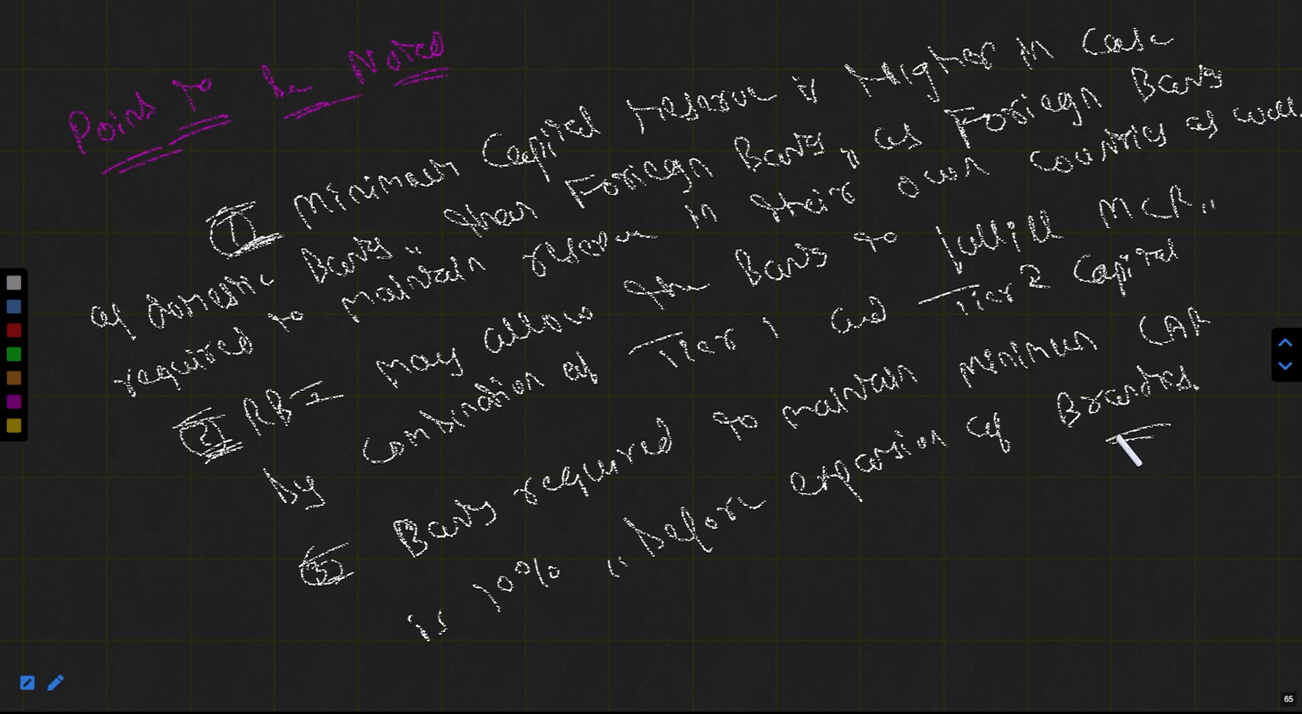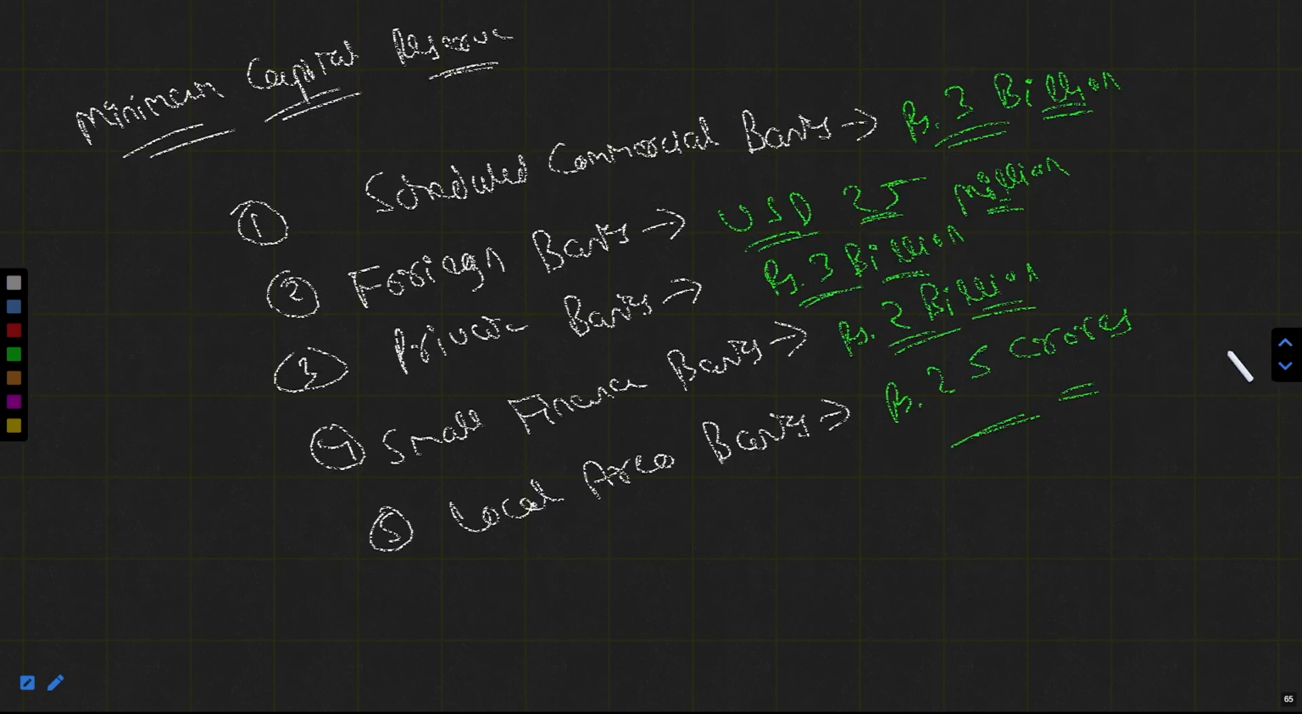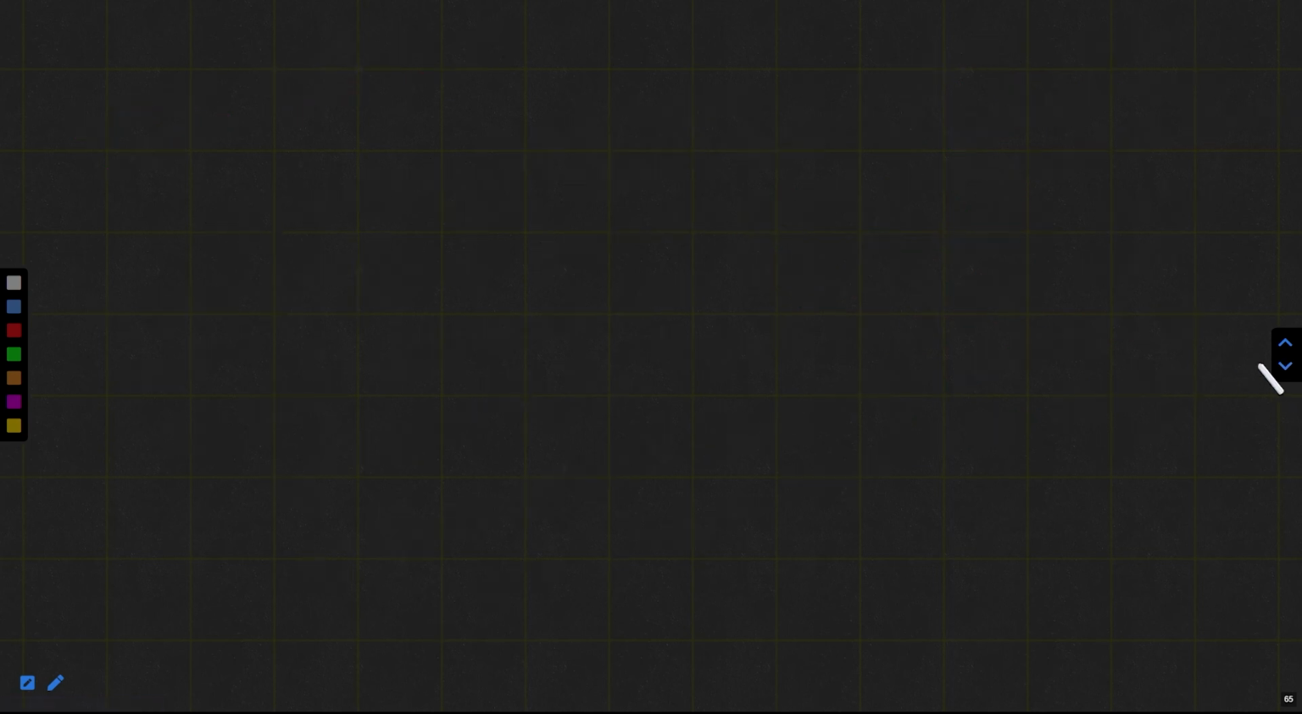The first is minimum capital reserve is higher in case of domestic banks than the foreign banks. So you can say in the case of scheduled commercial banks, it is 3 billion rupees. But in case of foreign banks, it is $25 million. So generally, what we have a perception is that dollars is basically higher than the rupees, which is not wrong. It is correct. But there is one game which we should understand.